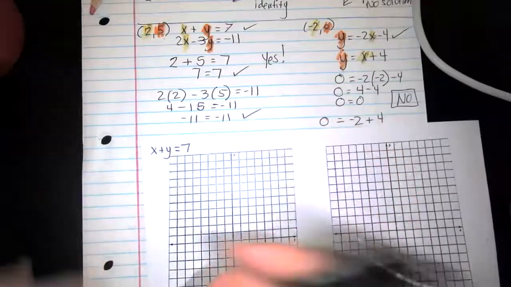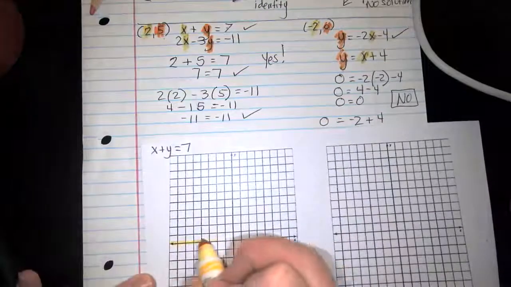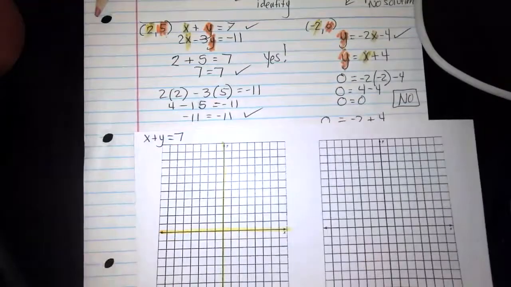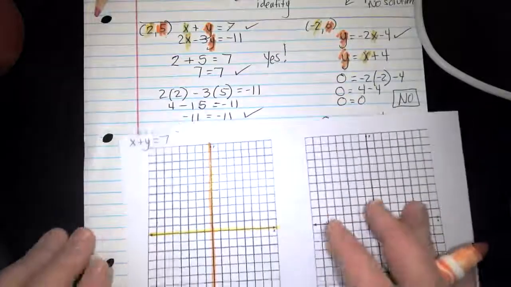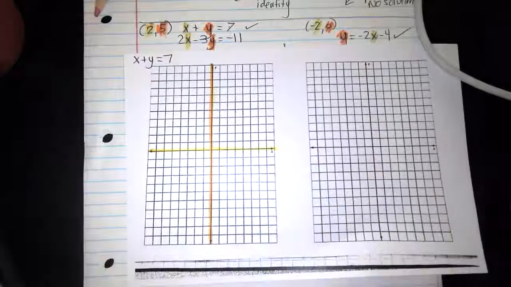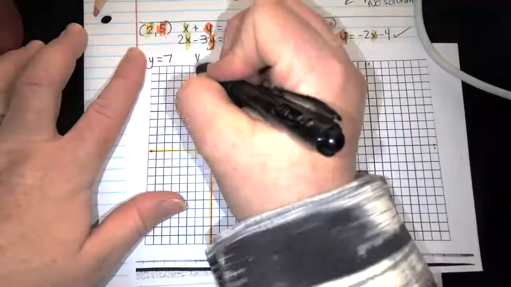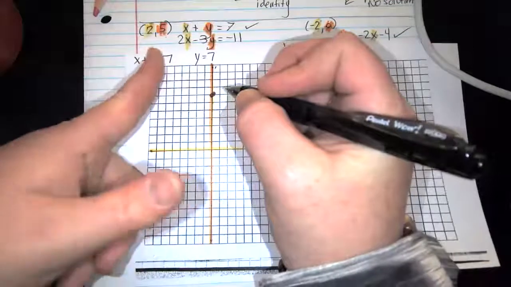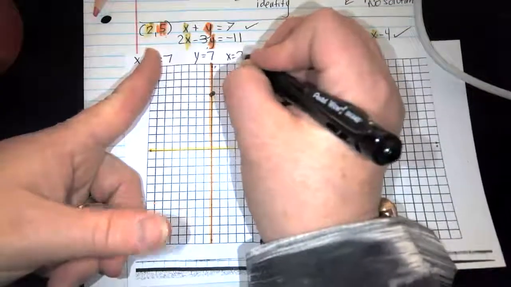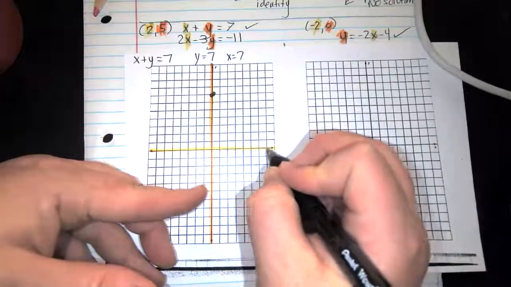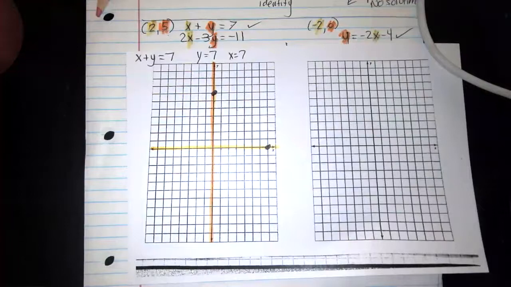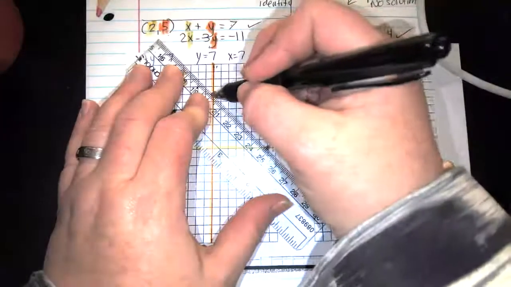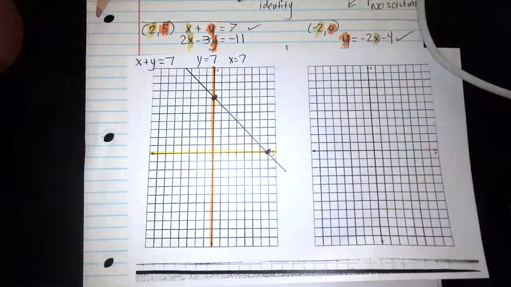First of all, I'm going to highlight the x and y intercepts. Actually, I probably should have put that in orange, shouldn't I? So here we go. The y-intercept is 7: 1, 2, 3, 4, 5, 6, 7. And the x-intercept is 7: 1, 2, 3, 4, 5, 6, 7. I'm going to take my handy dandy ruler because I want to make sure I'm really accurate here. Okay, there we go.